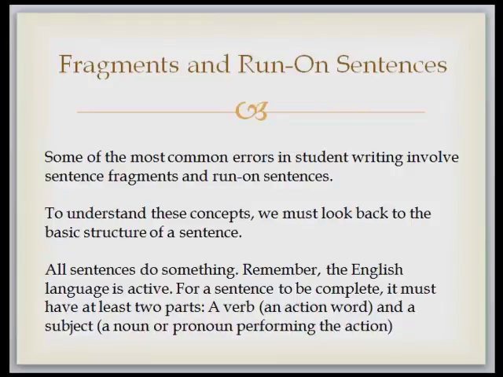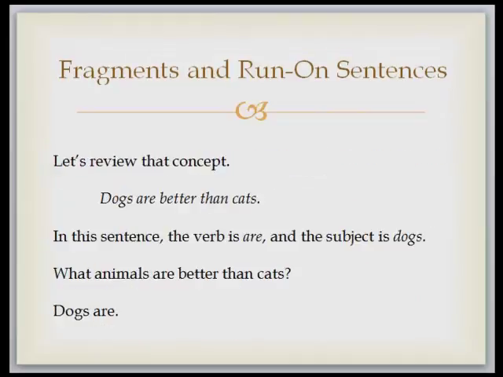So to understand these concepts, let's look back at the basic structure of a sentence. All right? All sentences, if you remember, do something, right? We always have a subject, and we always have a verb. Sometimes we'll have a direct object, sometimes we'll have all these other things. But mainly, it's always doing something. So remember, once again, the English language is active, and for a sentence to be complete, it has to have at least 2 parts, right? We just talked about this, but once again, just to reiterate, it has to have a verb or an action word, and it has to have a subject, which is a noun or a pronoun performing that action. That's the basic structure of a sentence. So we need to really understand that to really get the concepts of fragments and run-on sentences.